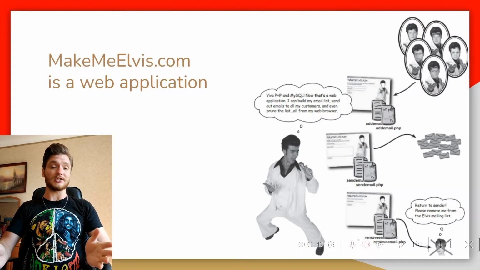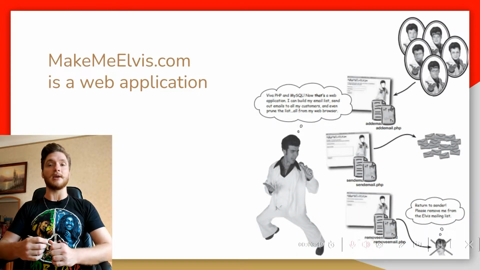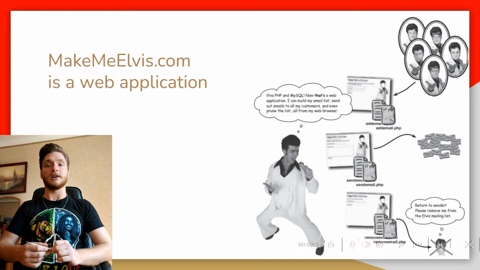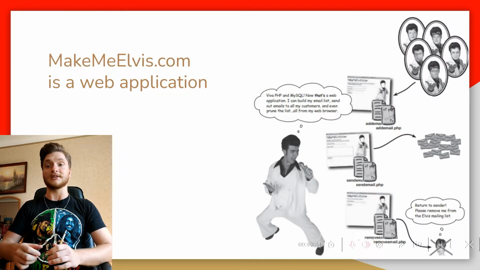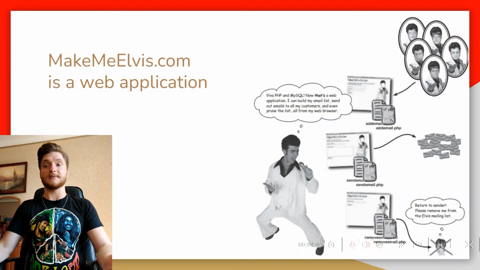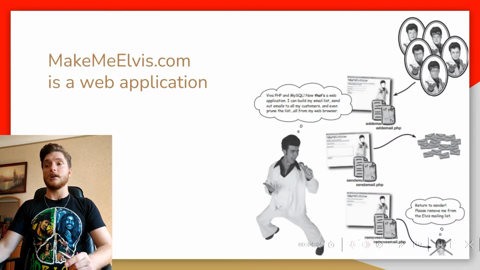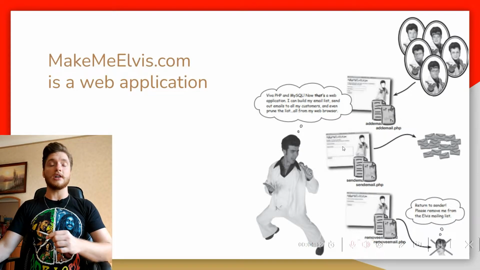A combination of HTML pages, PHP scripts and embedded SQL queries allow Elmer to add and remove customers to or from his email list. They can also add themselves, as well as send mail messages to the entire list. The add mail page adds new customers to Elmer's mail list. The send mail page sends mail to everyone on this list with a click of a button. The remove mail page removes a customer from the mail list.